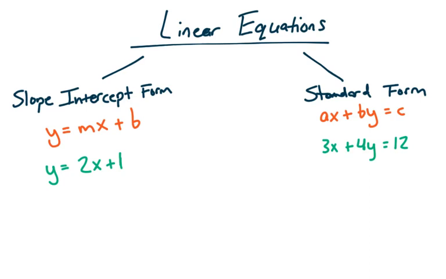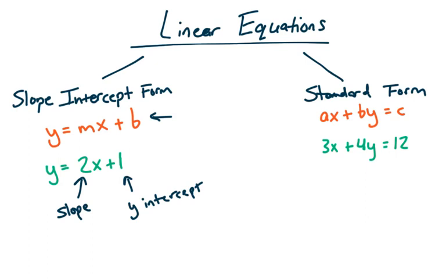Slope-intercept form is y equals mx plus b, is the standard form of that. And then I have an example here, y equals 2x plus 1. The reason this is useful is when you look at slope-intercept form, you know a lot about your graph. You know that 1 is your y-intercept, which is where your line is going to cross your y-axis. And you know that 2 is going to be the slope of your line. So there's a lot of useful information there, especially when it comes to graphing.